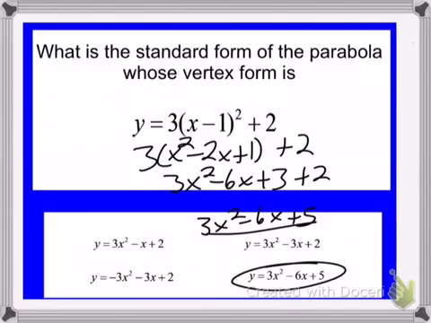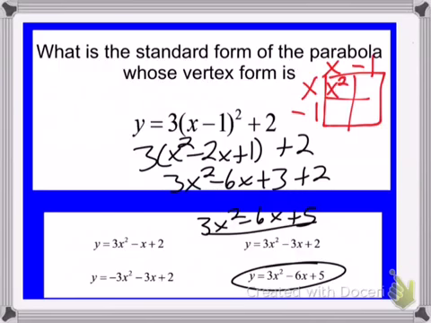Right here, we can turn it from vertex to standard form. So we're going to use our box method to do (x minus 1) twice. That gives me x squared and negative x, negative x and 1. Combine them, we get this, multiply that by 3 and add 2 on the end of it. We end up getting 3x squared minus 6x plus 5.